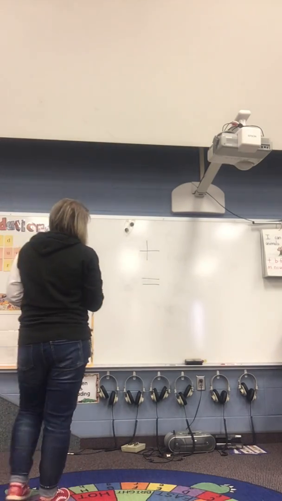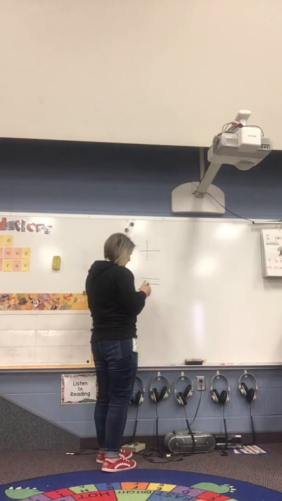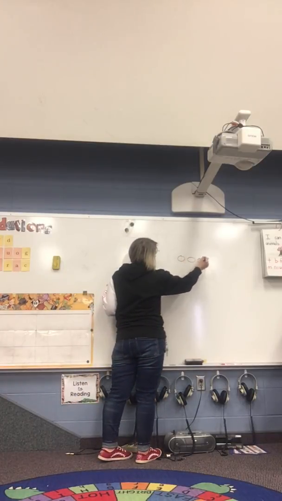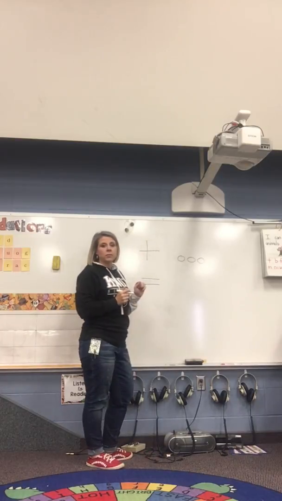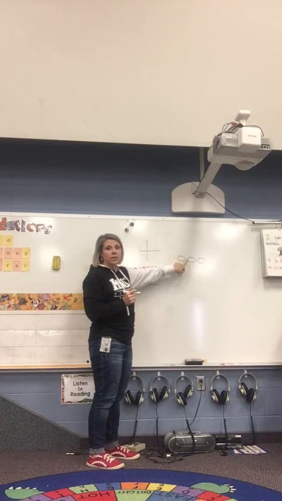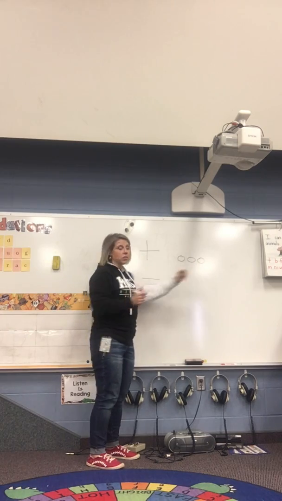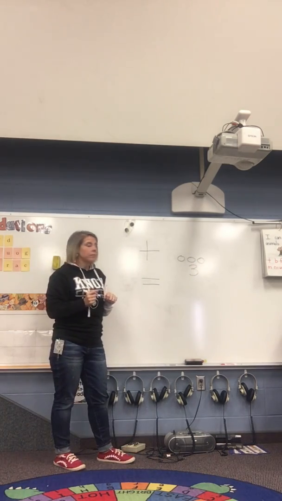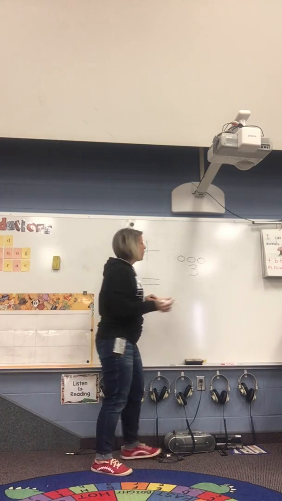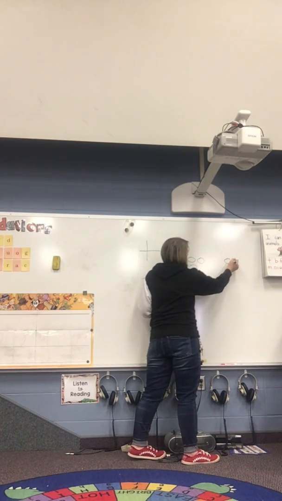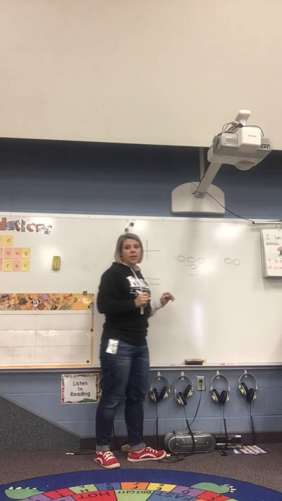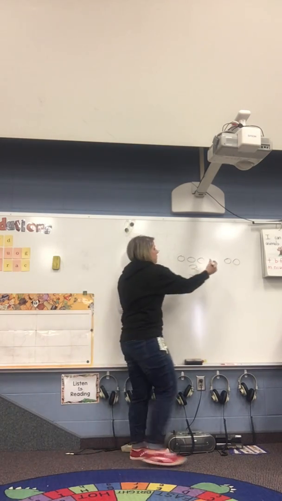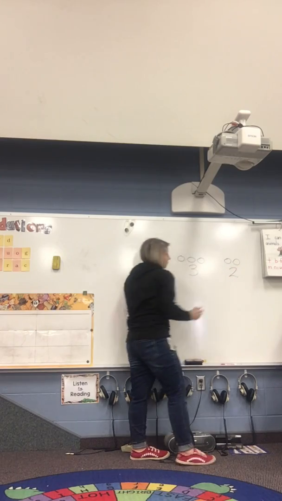Now, when we do our addition problems, we can use objects like circles. So there's one group, so we're going to count them. 1, 2, 3 circles. So I write the number 3. Then for my other group, I can make another group of circles and we count them. 1, 2 circles. So you write the number 2.